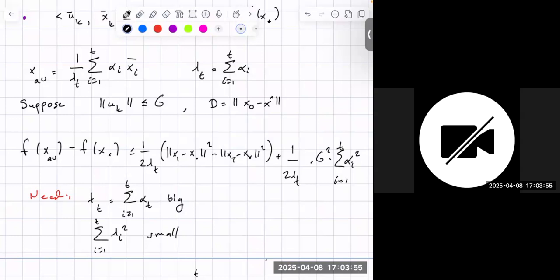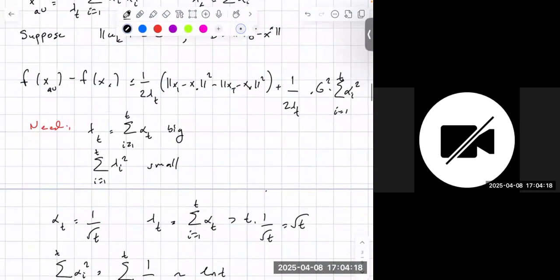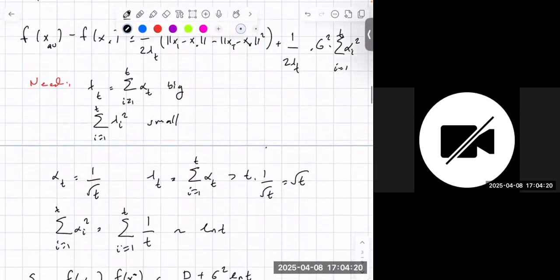So at the end, I have to pick step sizes so that their sum is a big number, but the sum of their squares is a small number. It's kind of weird. How do you pick a collection of numbers such that when you sum them up, you get a big number, but when you square them and sum them up, you get a very small number? There are many ways you could do this. One way is to pick them as 1 over root t, for example. When you square them, you're summing 1 over t, and it gives you something like a logarithm.